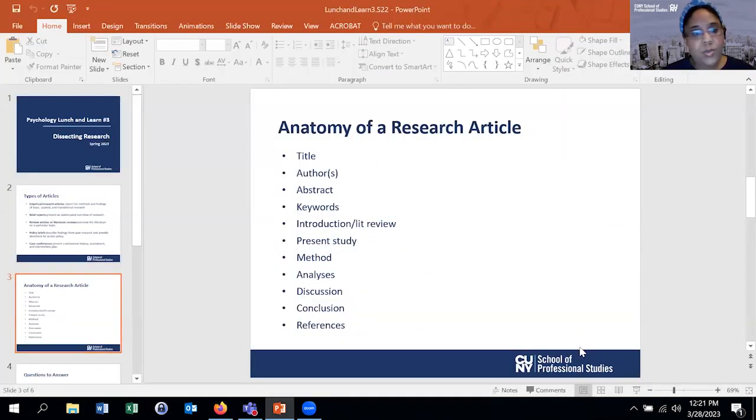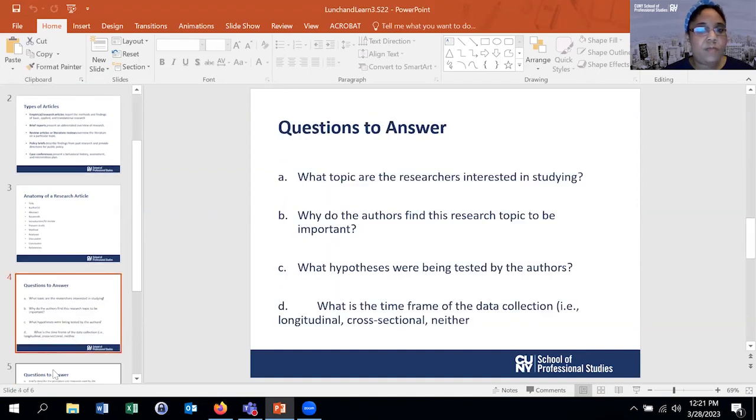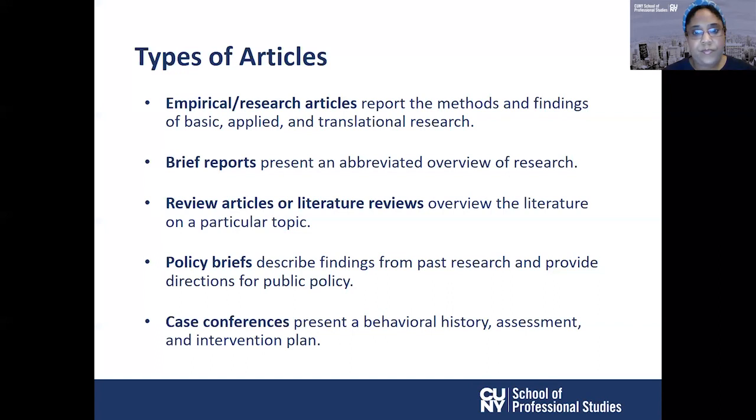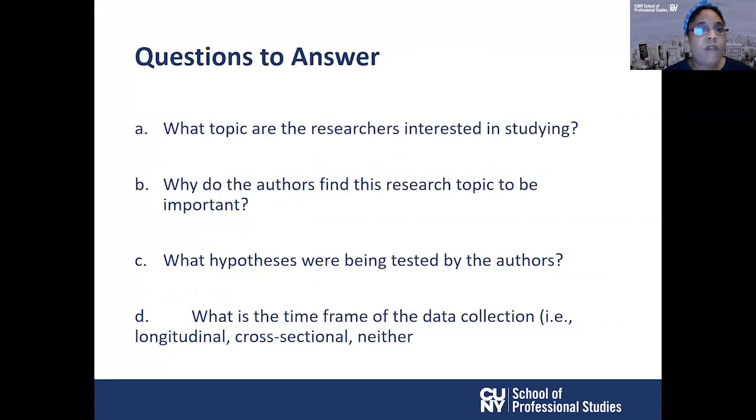So we've gone through the anatomy of a research article, but I want to give you some tips, some questions to ask yourself when you're reading, and then we'll go to questions. So when you're reading a research article, ask yourself, what topic are the researchers interested in studying? You're also going to ask yourself why the authors find this research to be important. You want to be able to identify the hypotheses. You want to be able to identify the time frame for data collection.